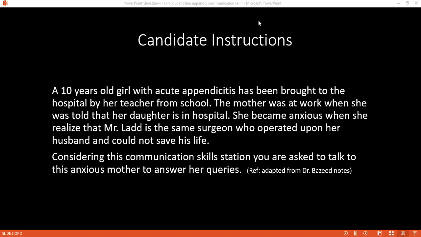So before we end, let me summarize what you have been through. Your child was brought to the hospital by her teacher, and our investigations reveal that she has acute appendicitis, and we are going to operate on her. And also, you understand the benefit of the surgery. And now she is receiving antibiotics and IV fluids.